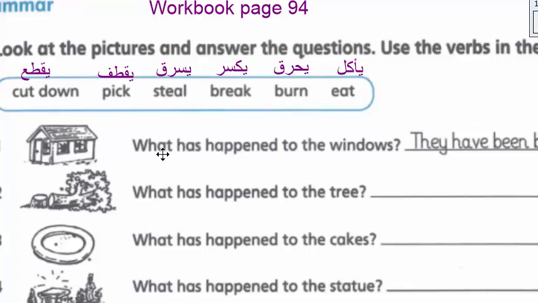I'm going to explain the first one. This is the house. What has happened to the windows? So I'm asking about the windows. So here the object is the windows. We can say the windows or we can say they. They have been broken. So I used here present perfect passive form.